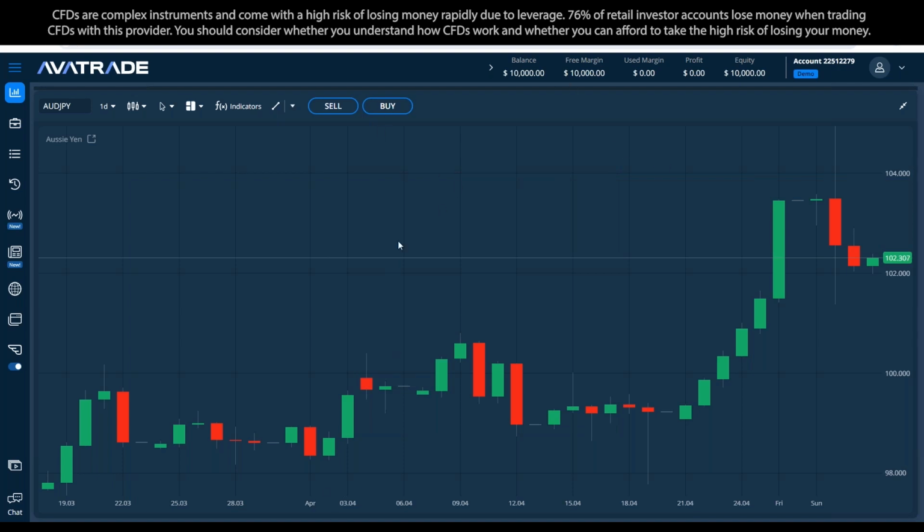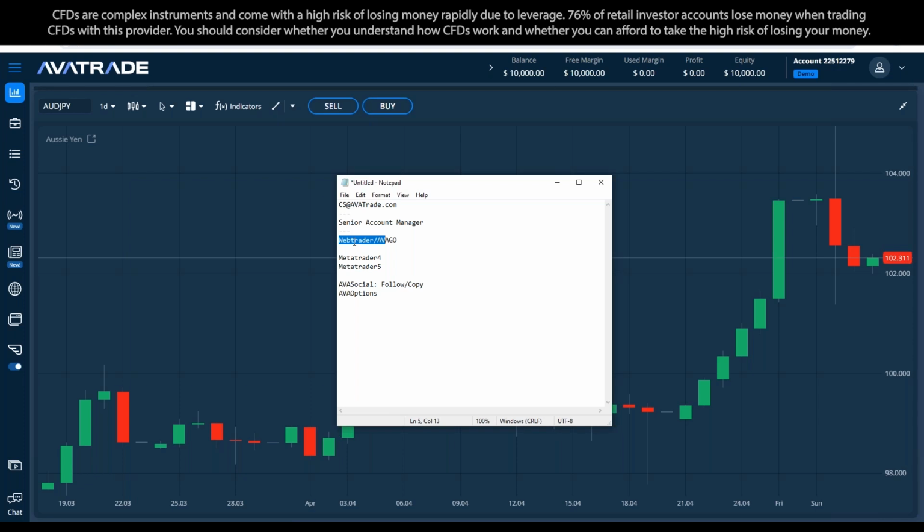Okay, and now we're going to carry on with the web trader. As I said, we are going to cover some main features that we added only in here, so those features will not be found on MT4 and MT5. The reason I've put it apart is because what I'm going to show you is only with the AvaGo and the web trader.